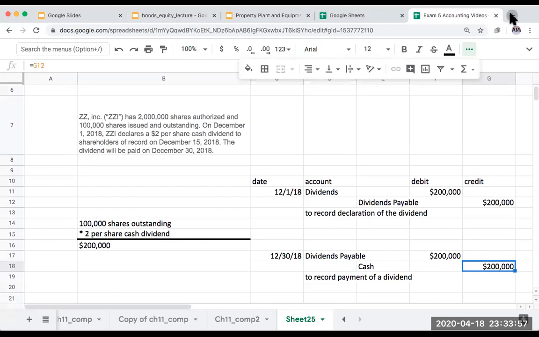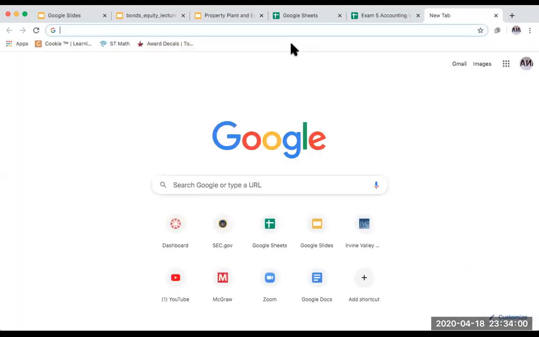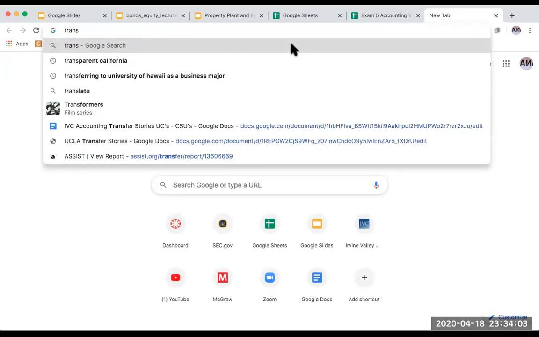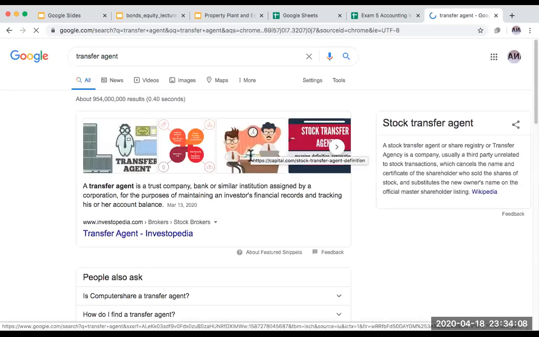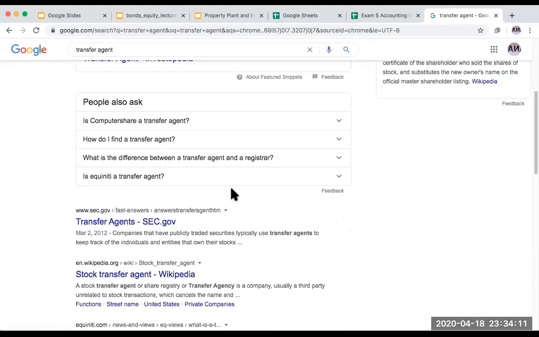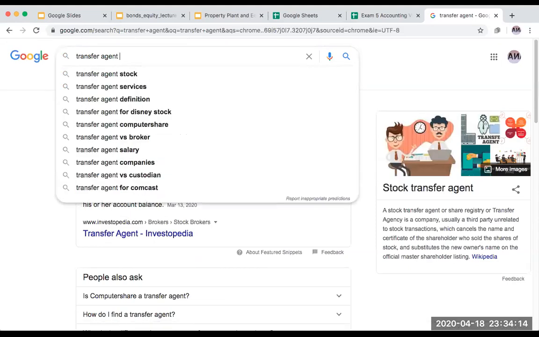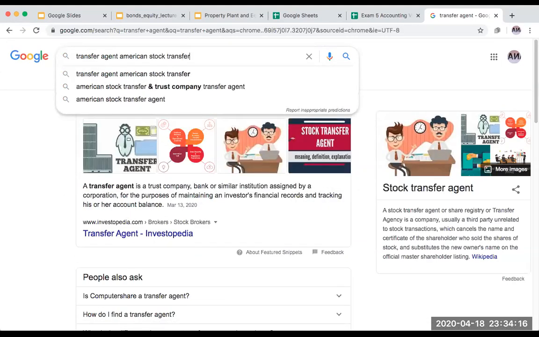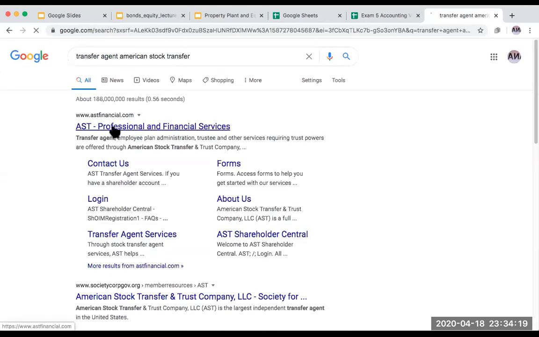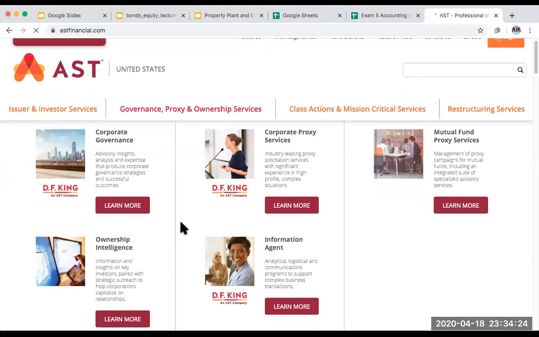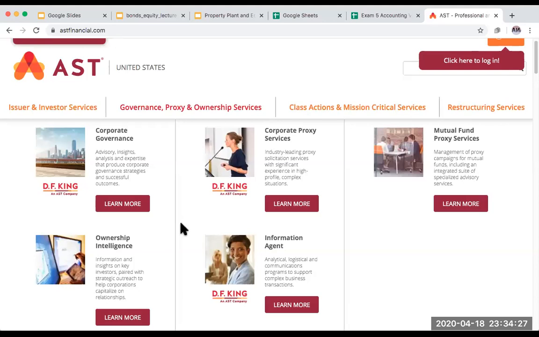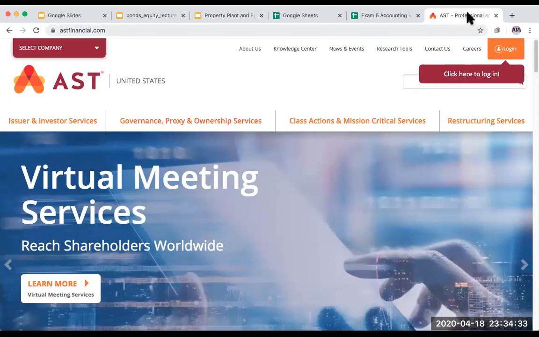If you don't know what a transfer agent is, or if I'm mentioning terminology that you don't know, you can just type in transfer agent. One of the ones I've worked for, I think, is American Stock Transfer. They not only serve as a transfer agent, but they also do a lot of other things, like shareholder elections and helping with corporate governance. There are a lot of different services they can provide to companies.